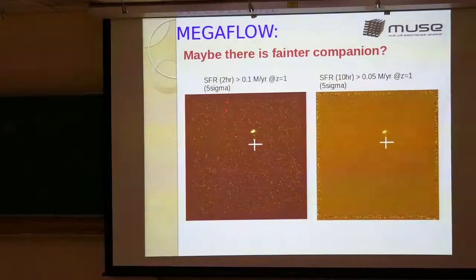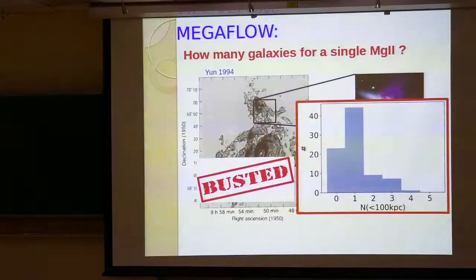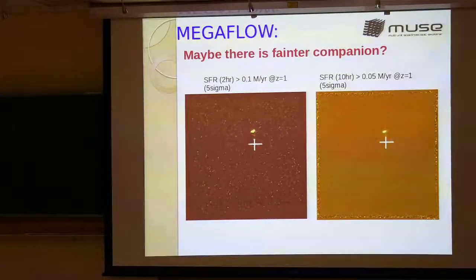That's one absorber at redshift 0.7-ish, and now we look at the corresponding O2 emitter in this field, because we know the redshift, so we can tune the IFU to that wavelength. And that's the galaxy we found here. So that's for one system at one redshift, and we have 85 of them. So statistically, for all of them, the histogram gives you the number of galaxies within 100 kiloparsec from that quasar sightline, which is the X here. That's the histogram.